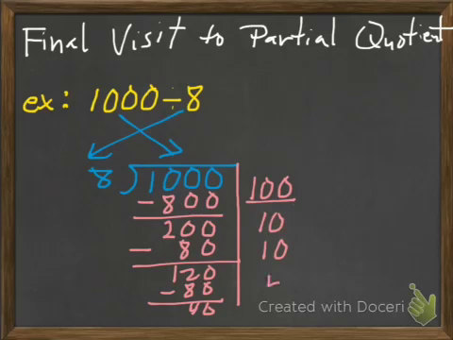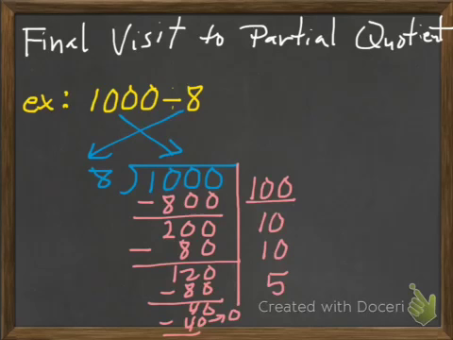8 goes into 40 exactly 5 times. 8 times 5 is going to be 40. I'm running out of room here at the bottom, but if I subtract, I finally get a remainder of 0. I'll have to put it up here. Alright, so that's partial quotients division.